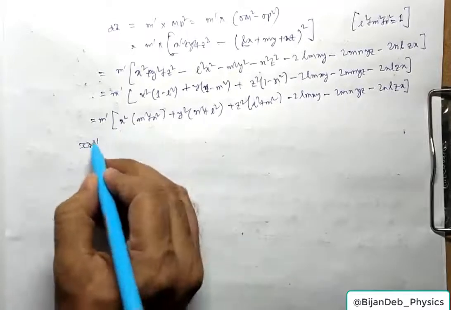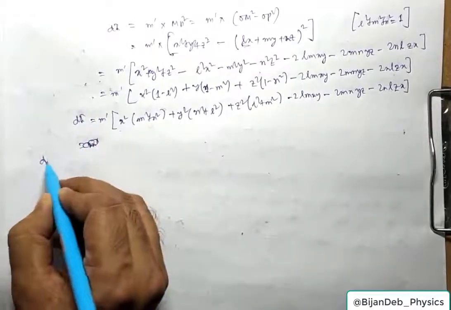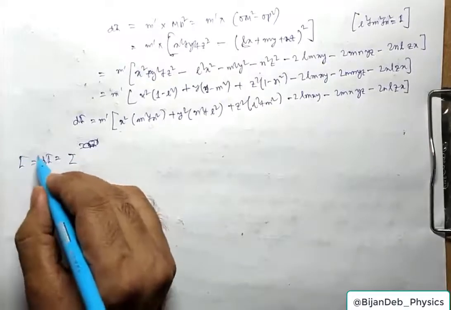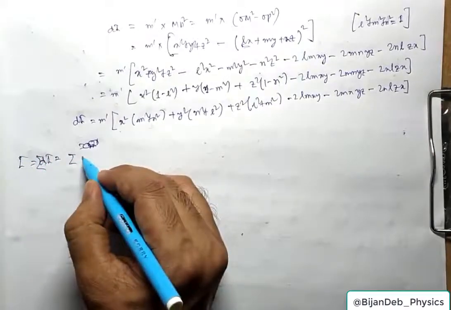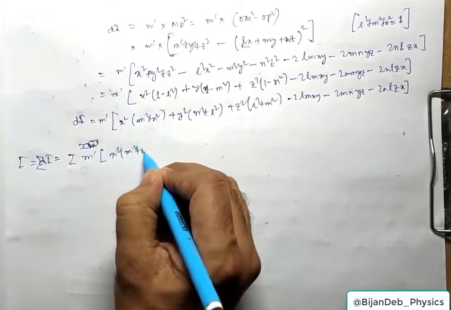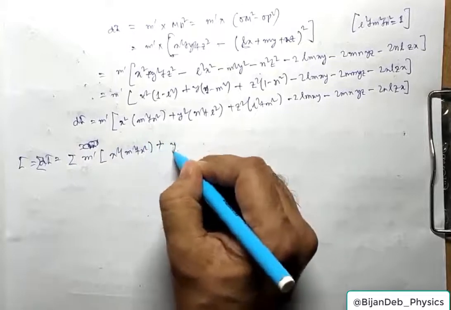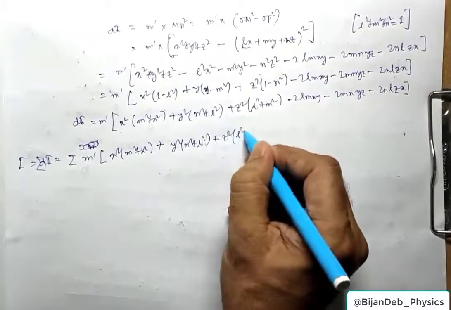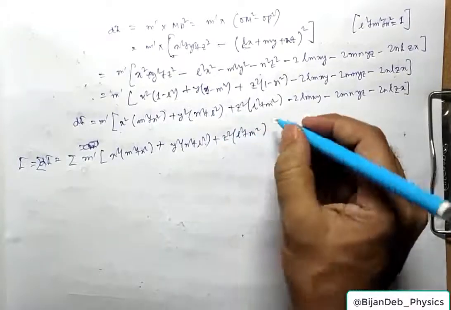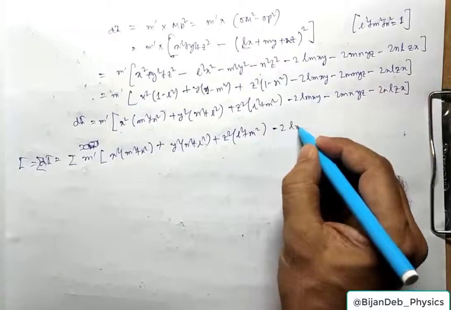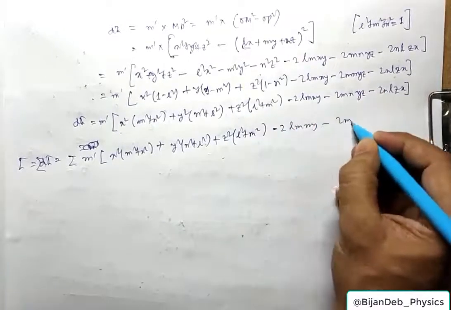So now this is d_i. Now the total moment of inertia will be the summation of d_i. So it will be the summation of m prime, x square (m square plus n square) plus y square (n square plus l square) plus z square (l square plus m square), minus the rest of the things. Simply write this.